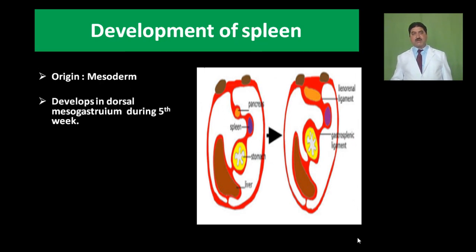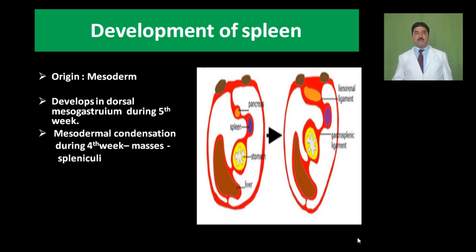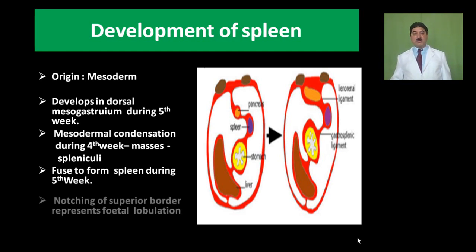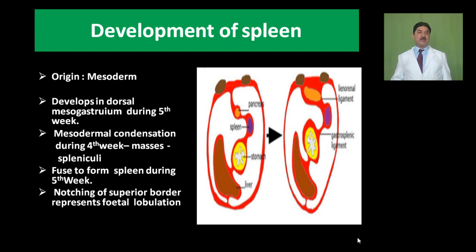It is mesodermal in origin and develops in the dorsal mesogastrium during the fifth week of intrauterine life. During the fifth week of development, mesodermal condensations occur in the dorsal mesogastrium. In its left layer, these condensations fuse to form the spleen. Notching of the superior border of the spleen represents fetal lobulation.